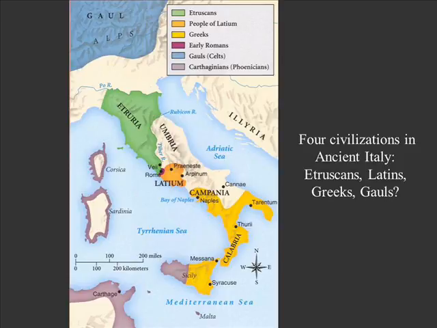And the Etruscans don't like that, and they fight each other out in the sea, and they start fighting each other on land. So the big wars for hundreds of years will be between the Etruscans and the Greeks over dominance over Italy.